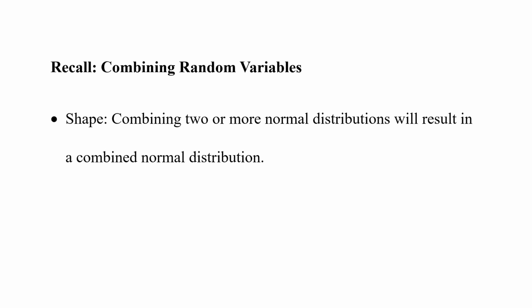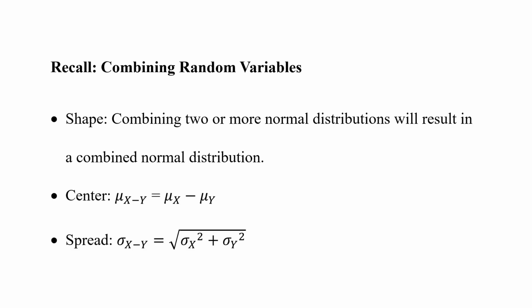Now, what I also want us to recall is combining random variables. We already went through a big portion of this in the first video of this series, so I just want to quickly recap what that was. When we combine random variables, combining two or more normal distributions will also result in a normal distribution. If you're taking a difference, the center is going to be the difference of the two parameters. And then the spread, the standard deviation: we have to add the variances and take the square root of that value. So recall those three combining random variables rules for shape, center, and spread.